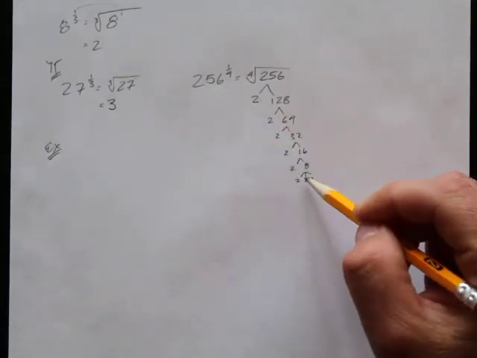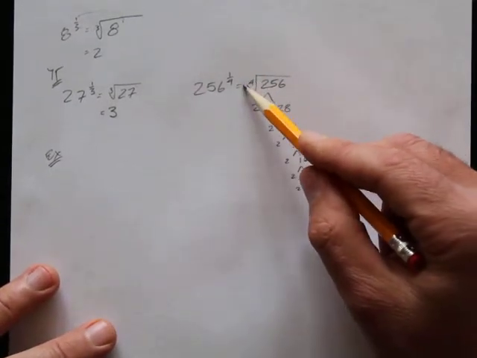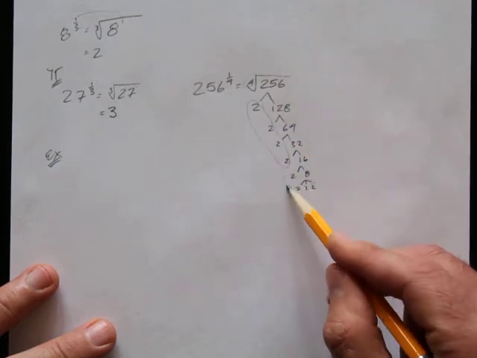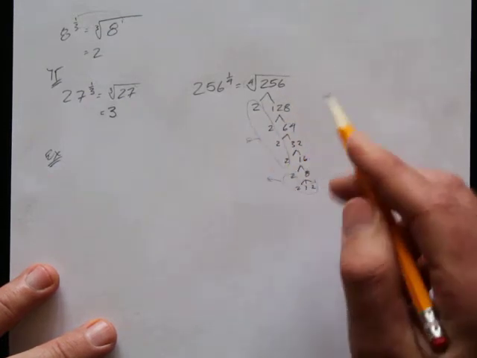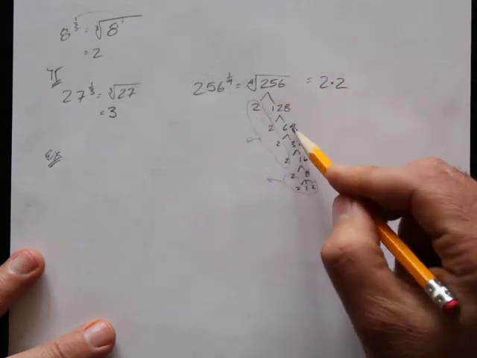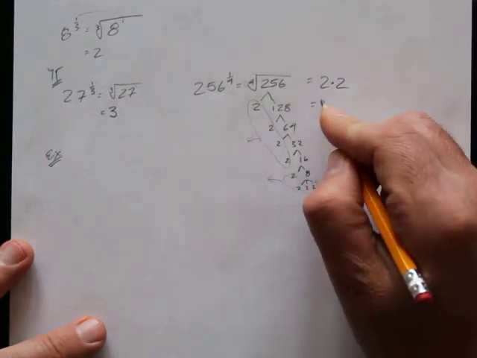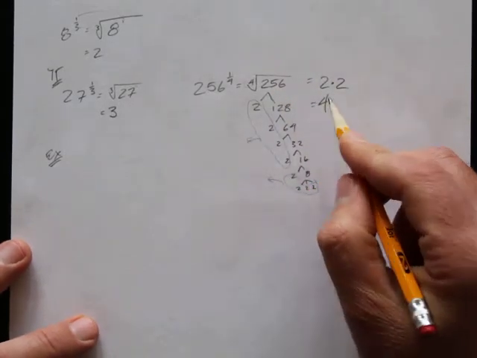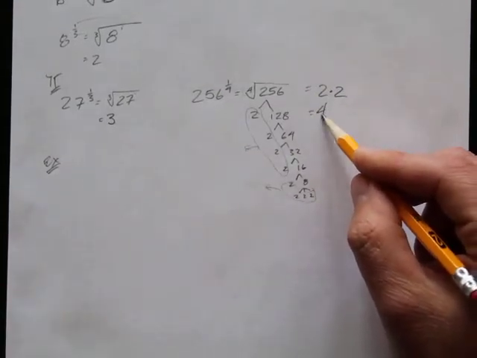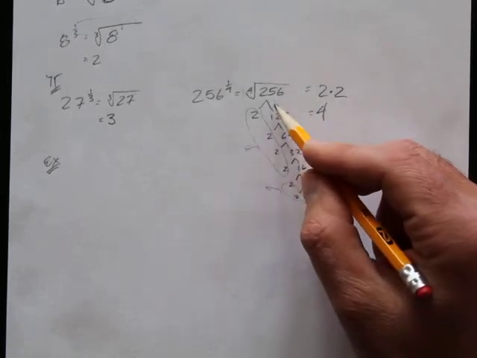So I have 8 2's here that make up 256, which is cool because I've got a 4 here. So I've got 1, 2, 3, 4 2's, and 1, 2, 3, 4 2's. So that comes out, and so I end up with 2 times 2. So the fourth root of 256 is 2 times 2, which is 4. If I wanted to check my work, I plug this into my calculator, 4 times 4 times 4 times 4, and I get 256.